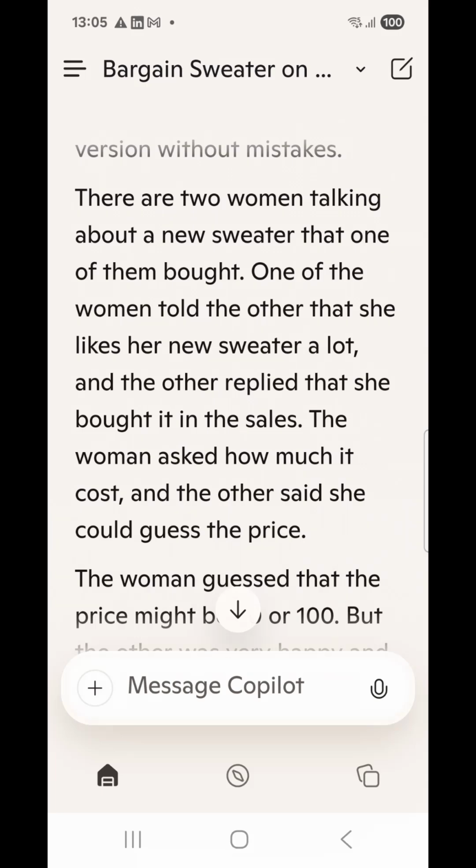It's read by Wave, and I asked it to be at 80% of the normal speed.